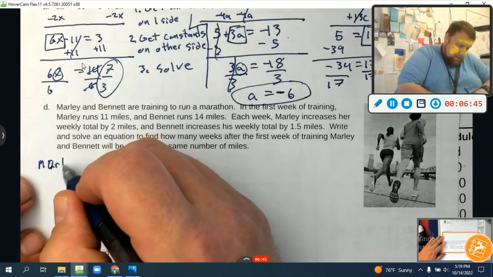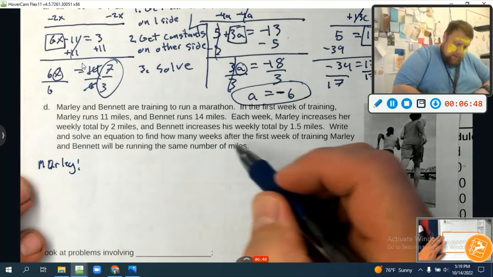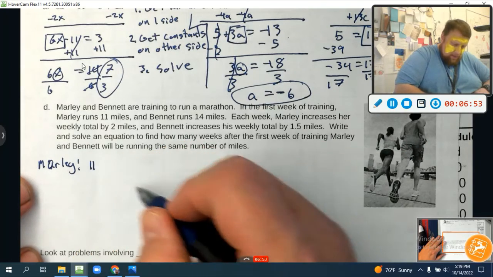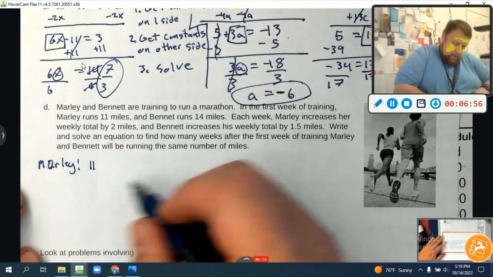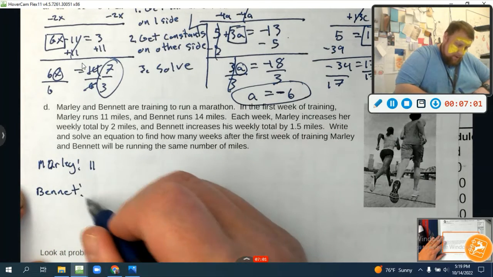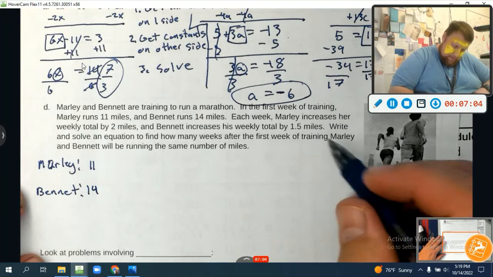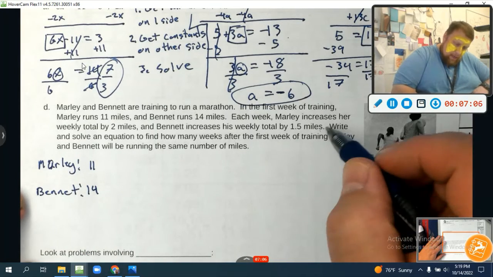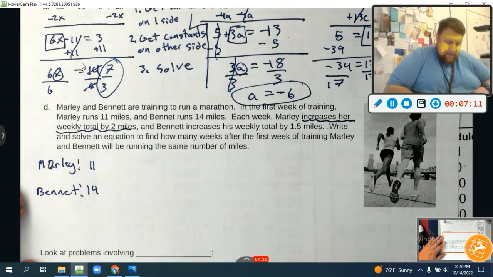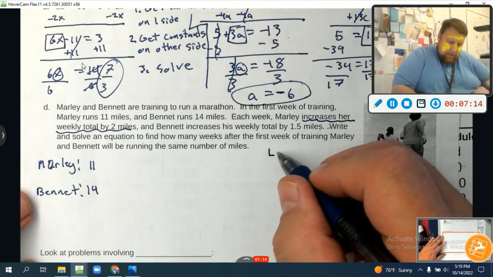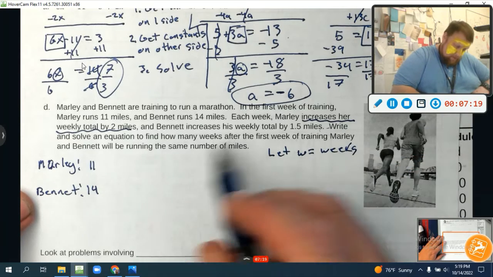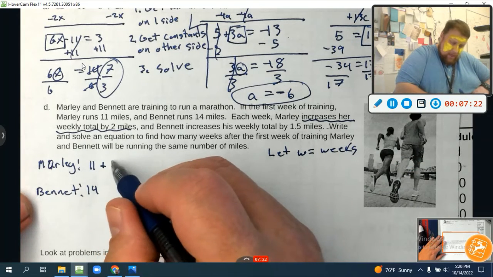So, first of all, we're going to let W equal weeks. So she's going to add 2 times her weekly total. So if it was week 2 or week 1, right? We're going there. All right, and then Bennett, what does it say? And Bennett increases his weekly total by 1.5 miles. So he's going to be plus 1.5W. Right, solve an equation to find how many weeks.